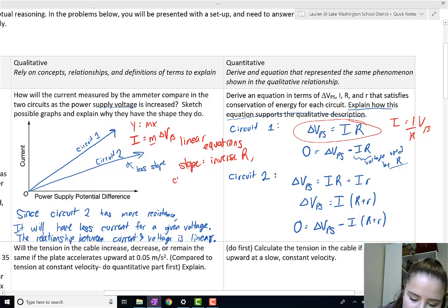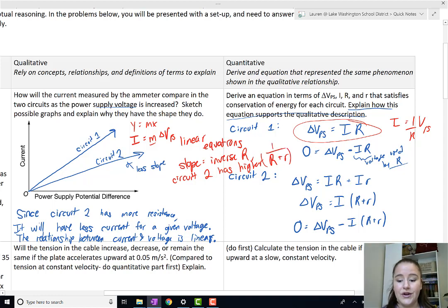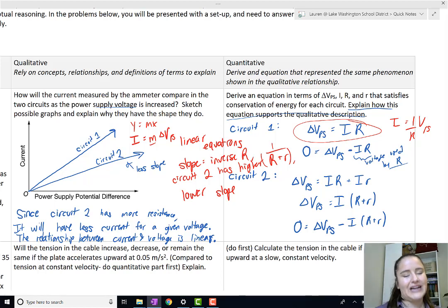So since circuit 2 has a higher resistance, its slope would be 1 over (R plus r). Then it's going to have a lower slope, since the slope is the inverse of that. So that is how the equations that we derived match up with the graphs. Qualitative, quantitative, translation. Okay, cool? Let's move on to the next one.